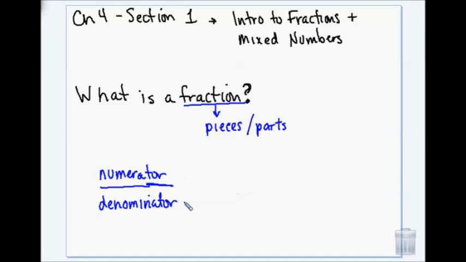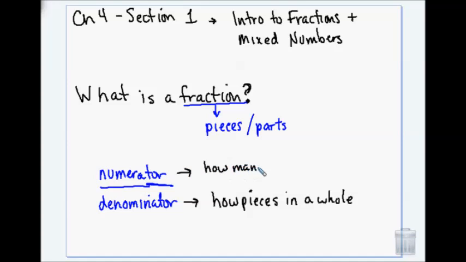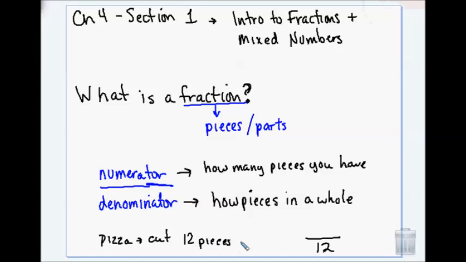What do they mean? Okay, the denominator is how many pieces in a whole. Like if you had, for example, a pizza, how many pieces was that pizza cut into? And then the numerator is how many pieces you have. That's how many parts made up the whole pizza. And I pigged out, and I ate 7 pieces of pizza. So I have 5 pieces left. That's my numerator. That's how many pieces I have of that whole pizza.